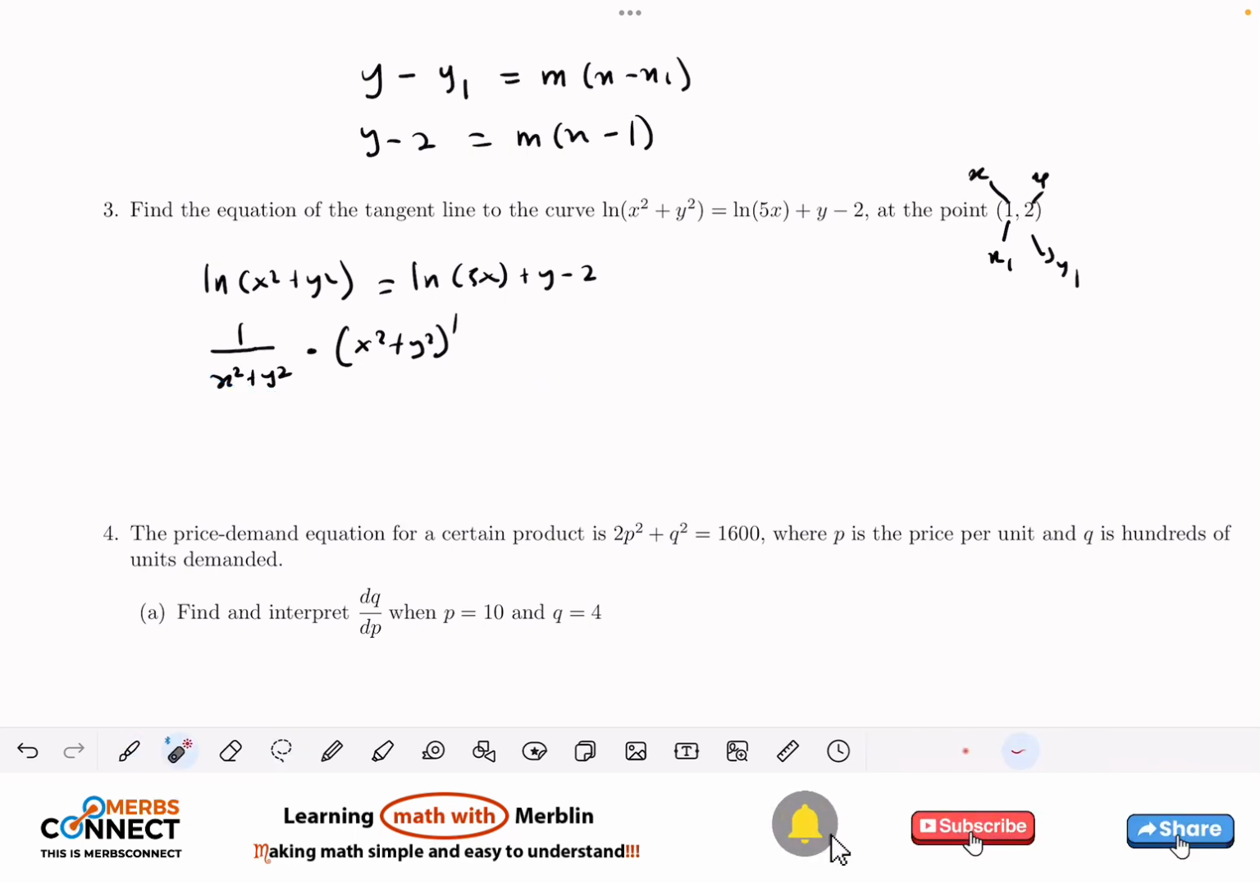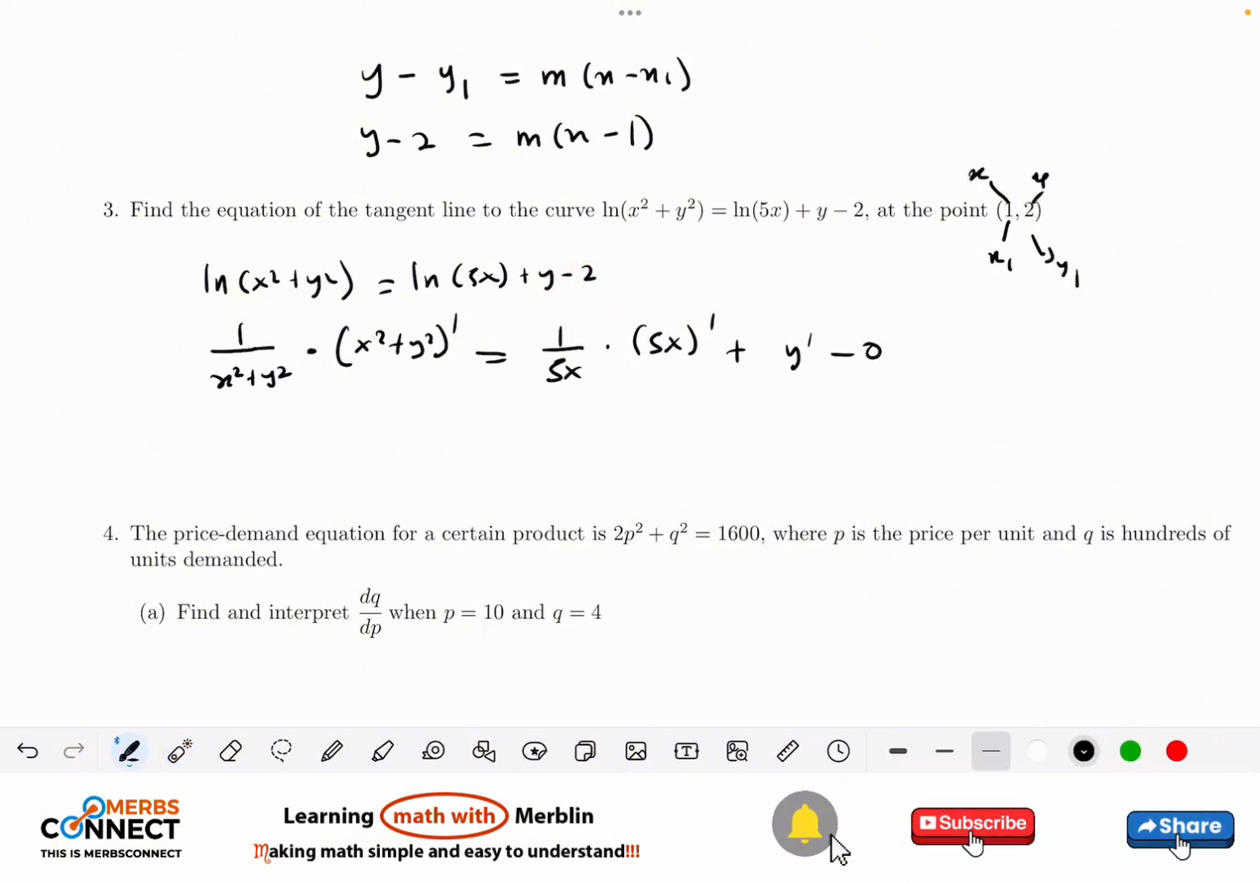So you see what I did? 1 divided by what is inside the parentheses times, then I pick what is inside the parentheses, then I differentiate, which is equal to the same thing here. 1 divided by what is inside the parentheses, which is 5x, times I pick 5x and then differentiate, plus when I differentiate y, what am I going to get? dy over dx, but I want to use the shortcut. I will use y prime. Then when I differentiate 2, I'm going to get 0, so minus 0.